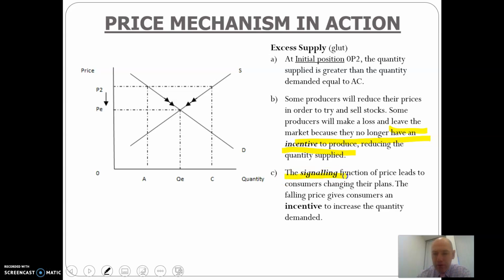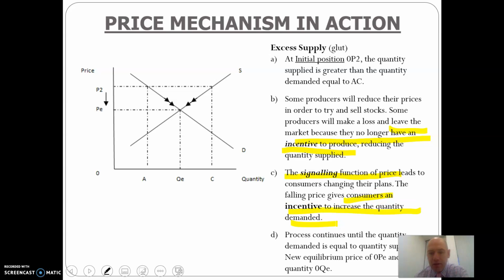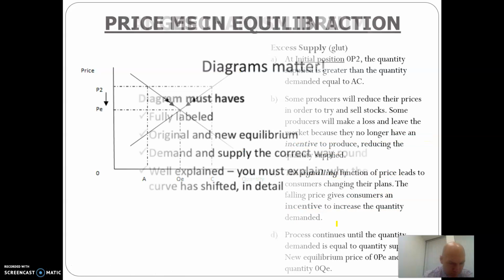So by reducing prices, the signalling function of price leads consumers to change their plans and gives them an incentive to increase how much they demand. And so this process is going to continue. Firms are going to continue to drop their prices. The fall in price is going to act as a signal to consumers who've got an incentive to purchase more, and we move ever closer along the supply curve and demand curve towards the equilibrium, and the process will continue up until that point.